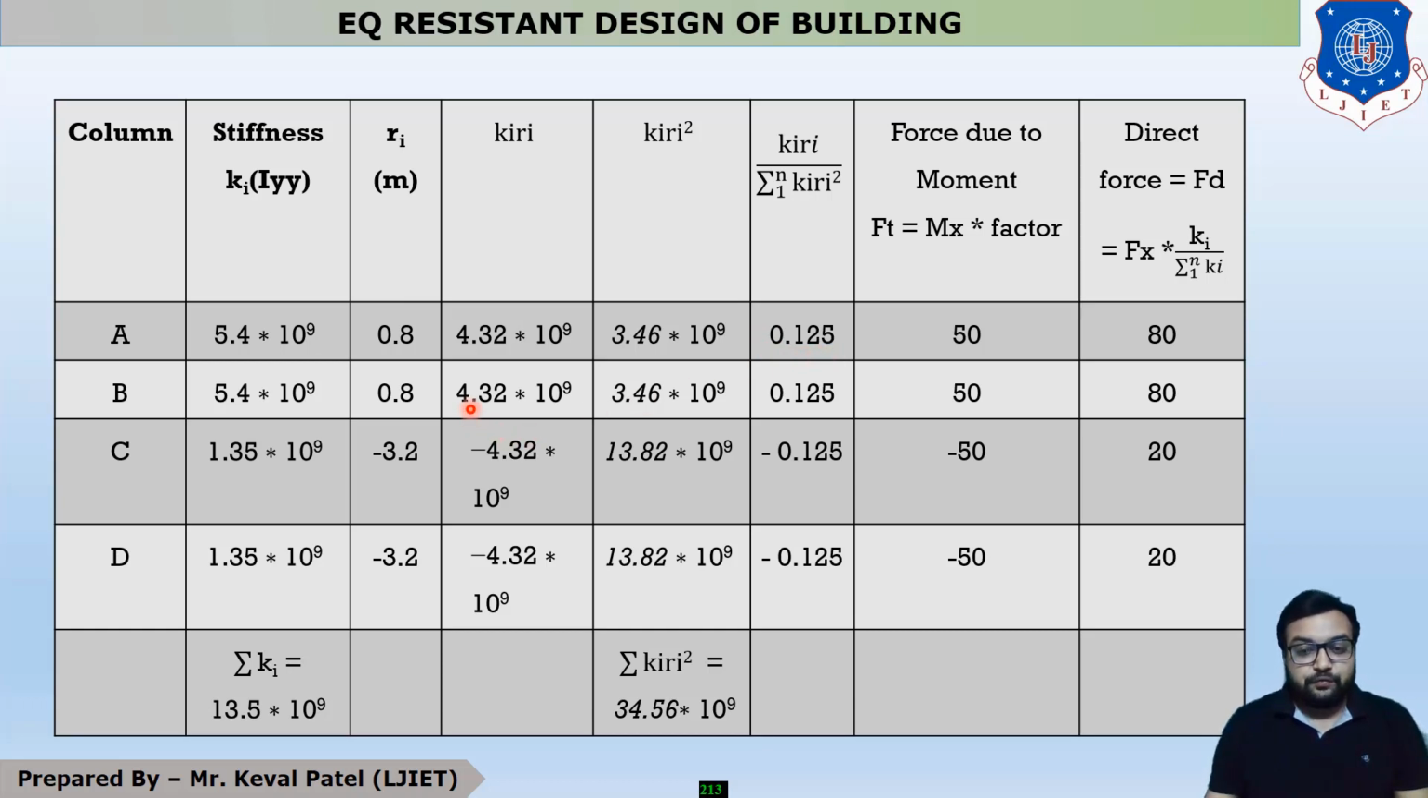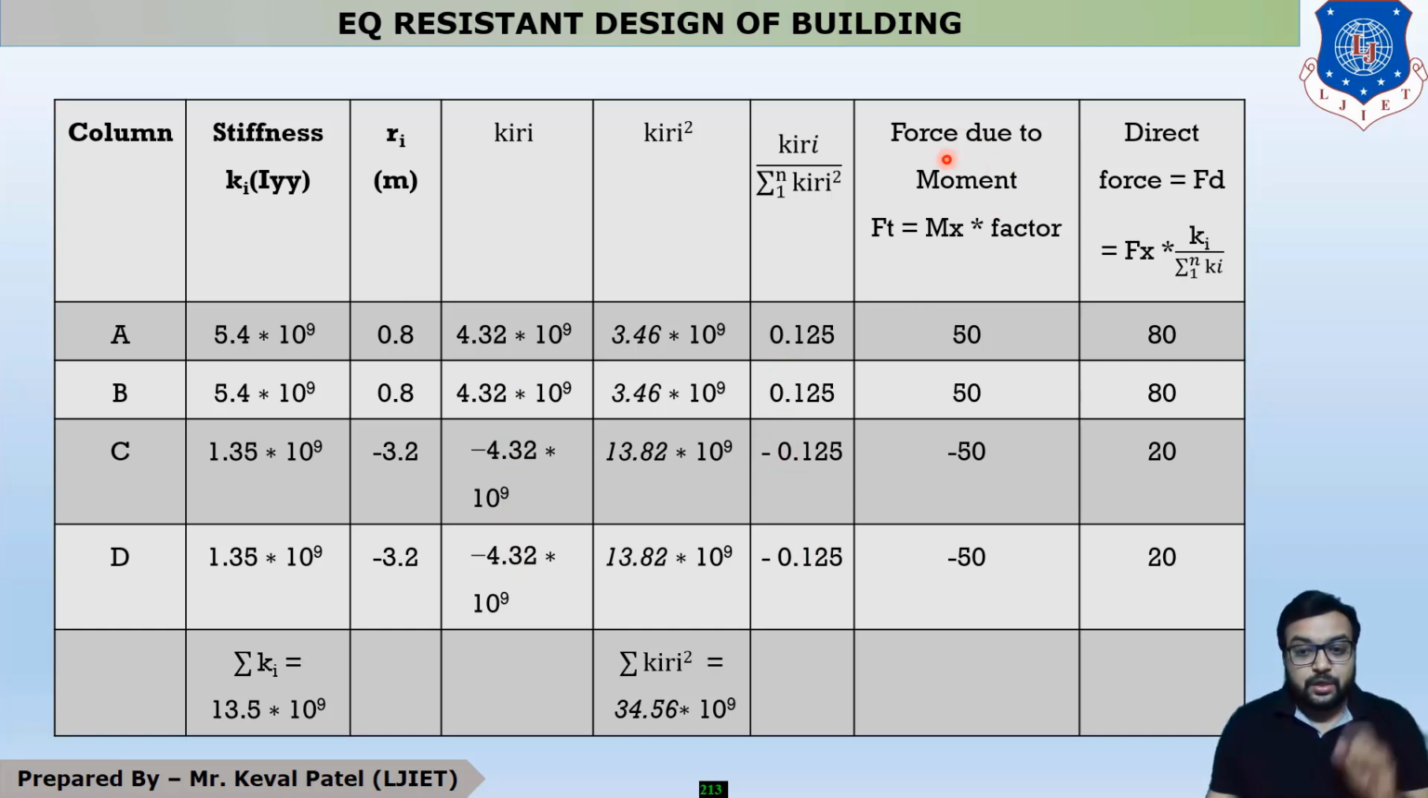Similarly, 4.32 into 10 raised to 9 divided by 34.56 into 10 raised to 9 gives 0.125. You can see that over here the sign is minus, so this answer is minus, and for all the other values it is the same, only the sign changes.